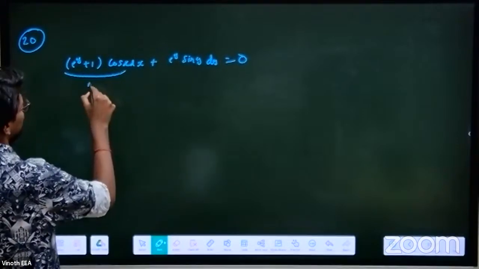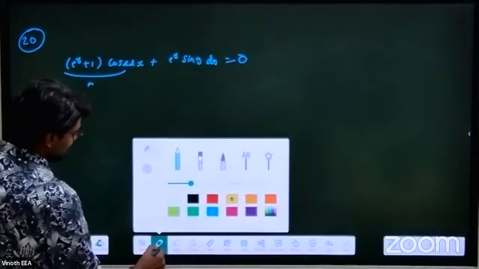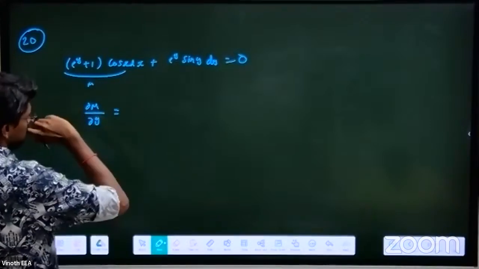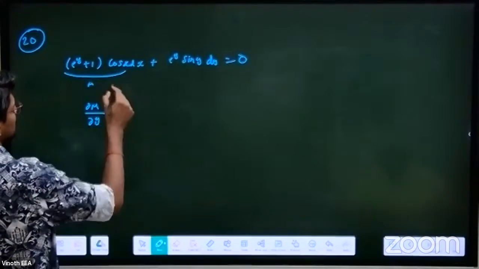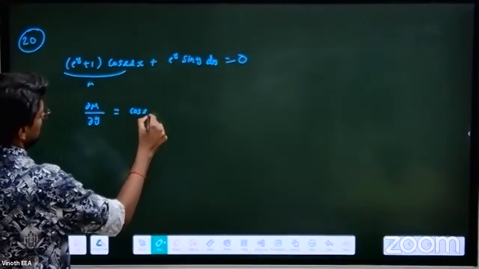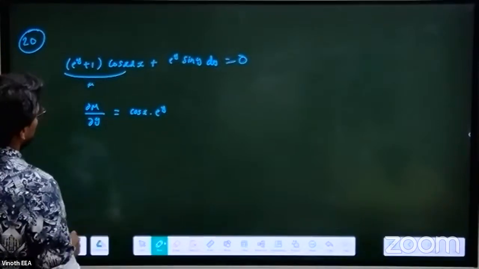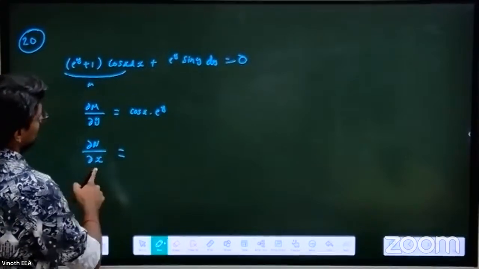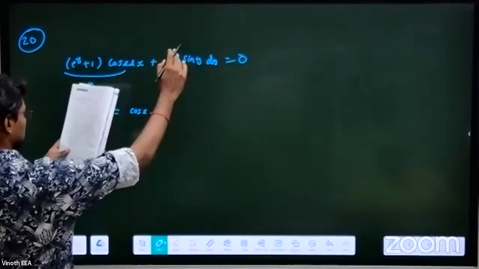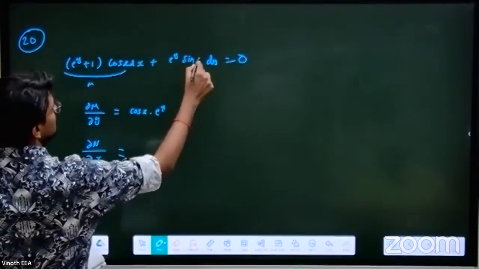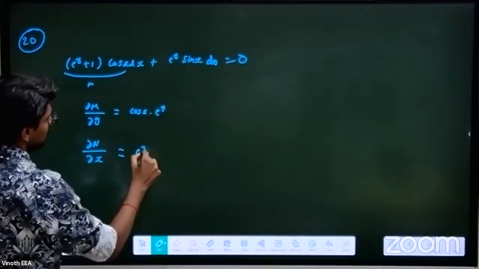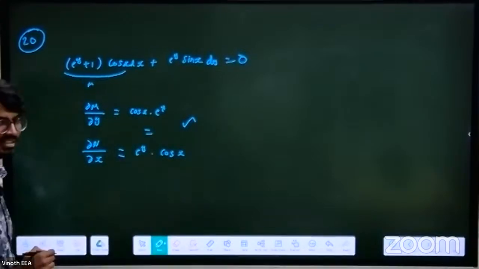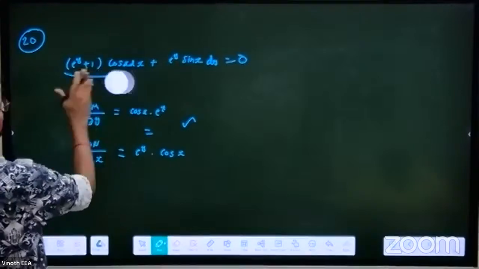This is my M, right? If I differentiate my M with respect to y, cos x is constant, so the differentiation of e^y is e^y only. What about ∂N/∂x? Differentiating with respect to x, e^y is constant, and sin x differentiates to cos x. They are the same, so the equation is exact. If it is exact, how should I integrate it?